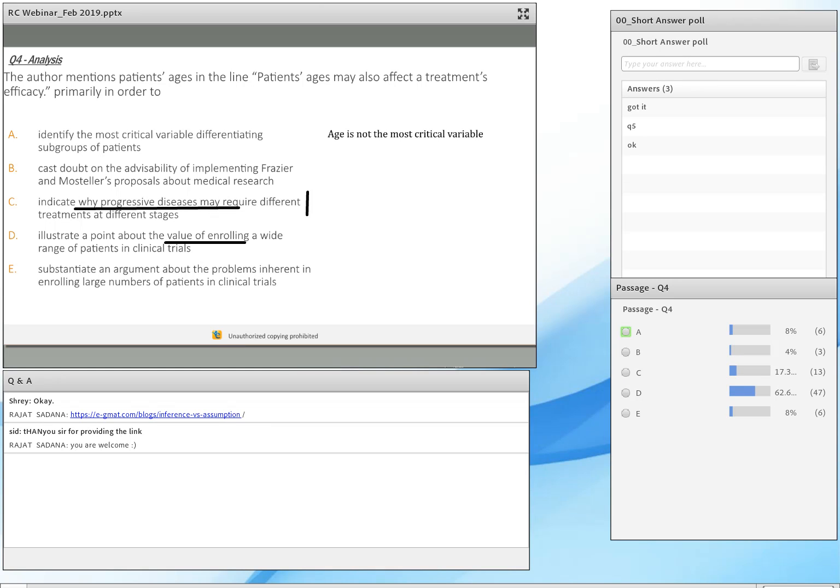Substantiate an argument about the problems inherent in enrolling a large number of patients? No, he's not substantiating, he's not supporting. Substantiate means support. There's nowhere in the passage, Ishika, that the author mentions that there's a problem in enrolling a large number of patients. No. Does that help? Okay, that's great. And again, that's where there's a preconceived notion, and then if you read properly, you get to the correct answers a lot more, and with a lot more confidence.